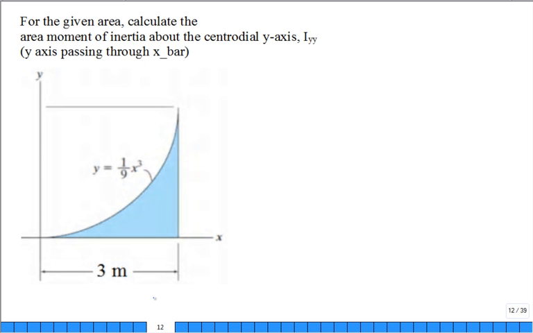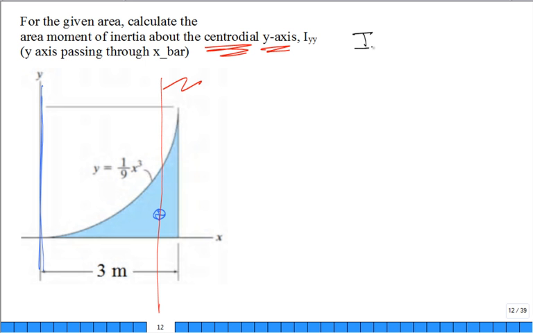All right. For the given area, hey, we haven't left this problem yet, have we? Calculate the area moment of inertia about the centroidal y-axis. What? This is the y-axis right here. No. Do the parallel axis that goes through the centroid of my area. Where was the centroid of my area? Right around here. They want it around this axis. What's that called? That, to me, is called the centroidal axis that's parallel to the y-axis. So it's the centroidal y-axis.